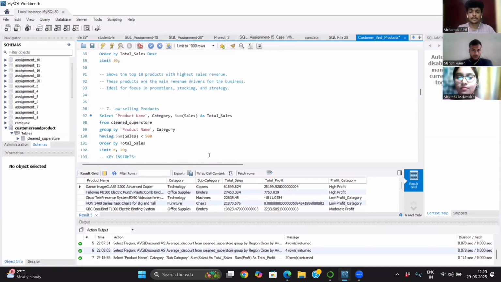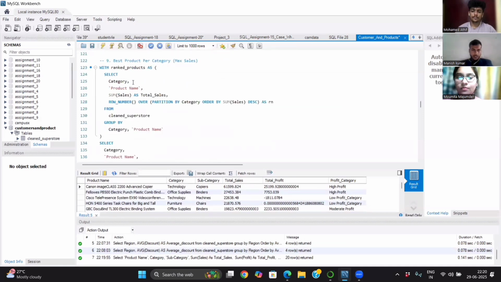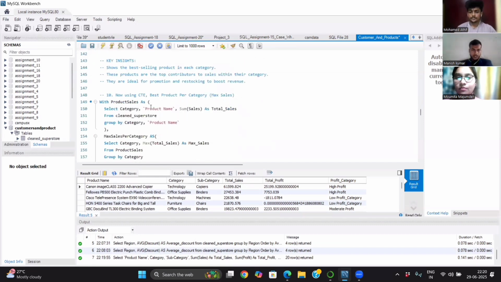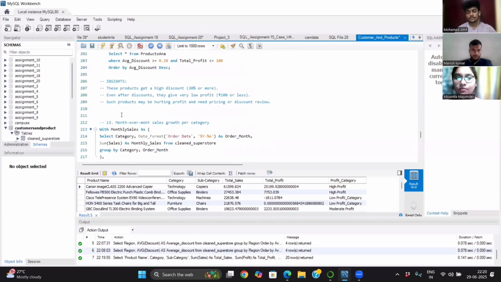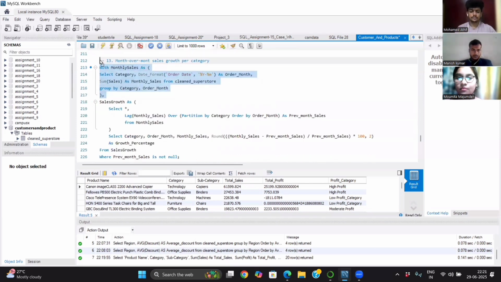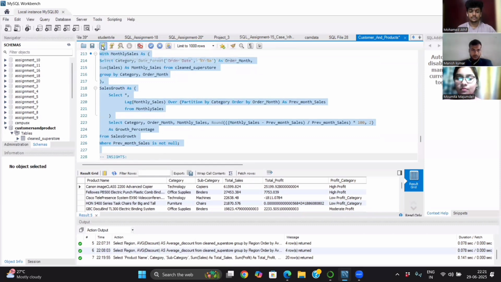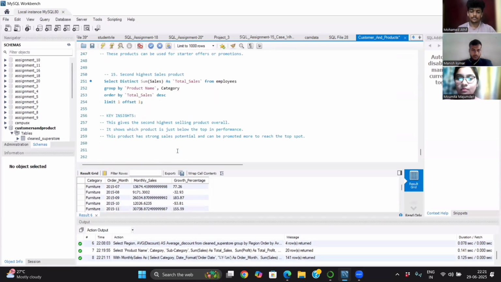Now you can also see there are many important queries where I have used ROW_NUMBER with PARTITION BY, CTEs, and many inner queries. Here you can also see month over month sales growth per category. Now I am running this. Here you can see our solution. Now over to Muhammad Atif.